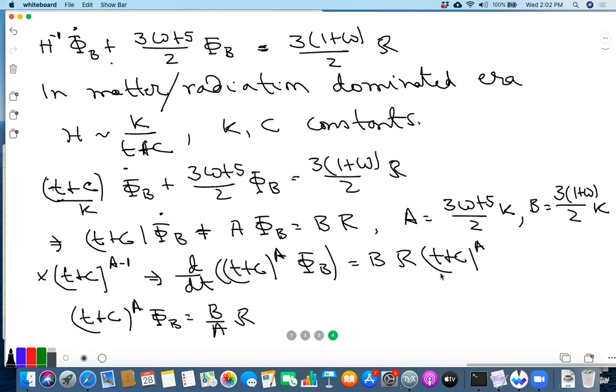What did I do here? This should have been a minus 1, because I multiplied by (T plus C) to the a minus 1.